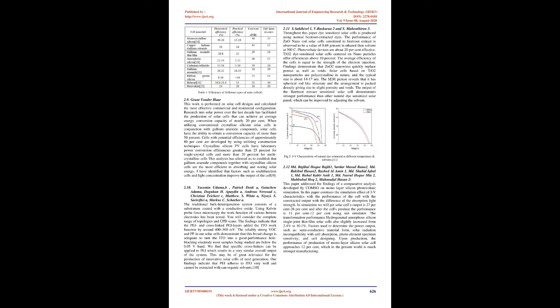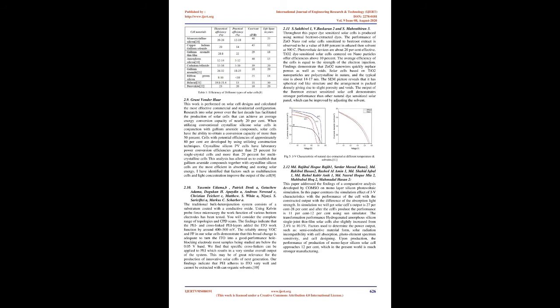Polycrystalline cell also shows performance similar to the monocrystalline with the same lifetime and lower expense, rendering it cost-effective in the long run. This work is performed on solar cell designs and calculated the most effective commercial and residential configuration. Research into solar power over the last decade has facilitated the production of solar cells that can achieve an average energy conversion capacity of nearly 20%.